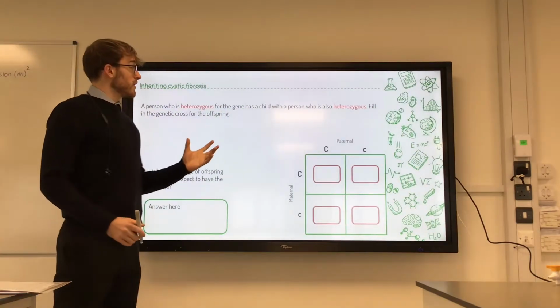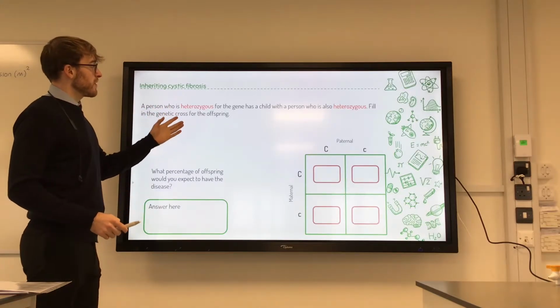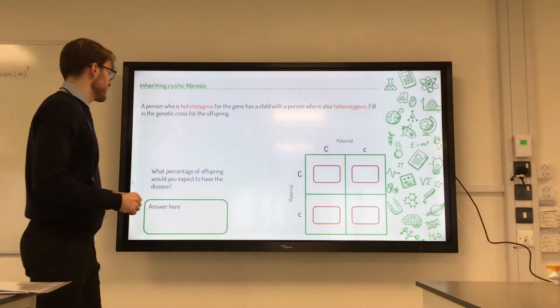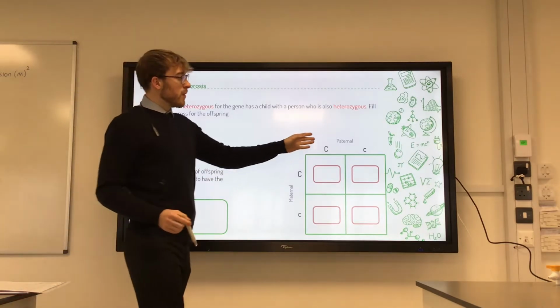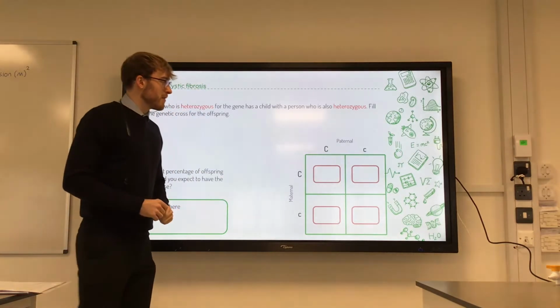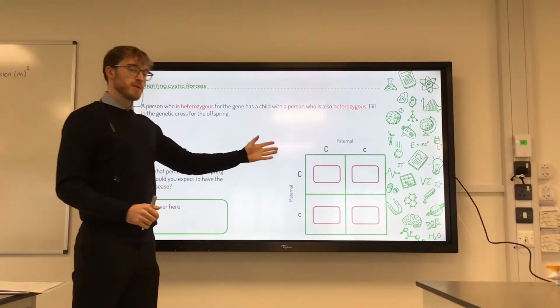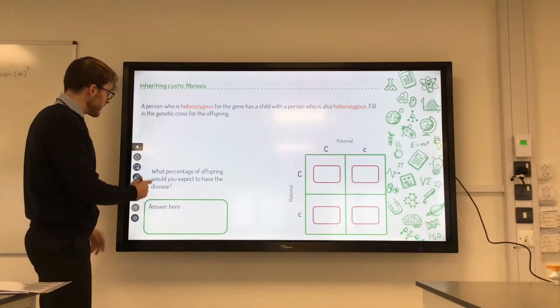So here we have a cross for cystic fibrosis. It says that a person who is heterozygous for the gene has a child with a person who is also heterozygous. Fill in the genetic cross for the offspring. And again in this question, we are given the genotypes of the parents. The paternal side is heterozygous, dominant recessive, and the maternal side is heterozygous, dominant recessive. So we can fill this in.